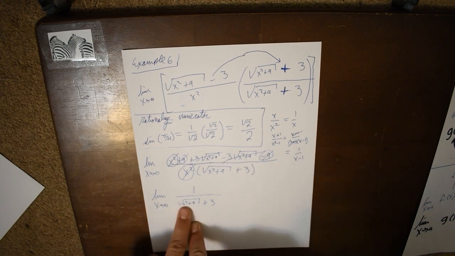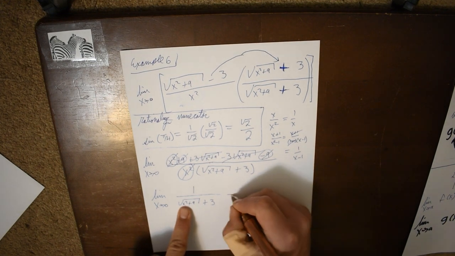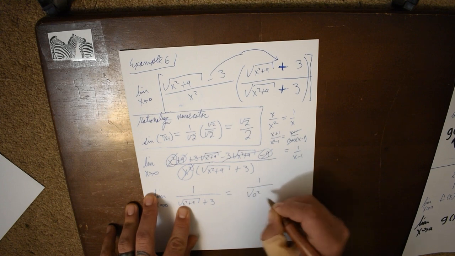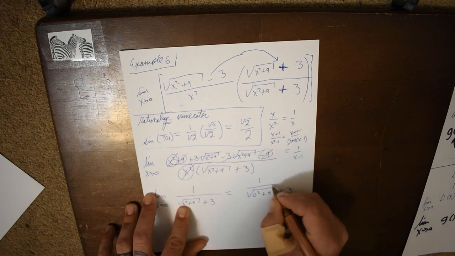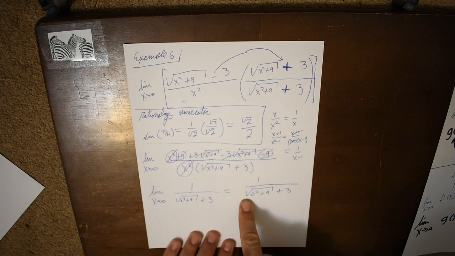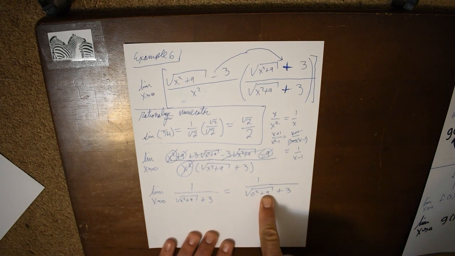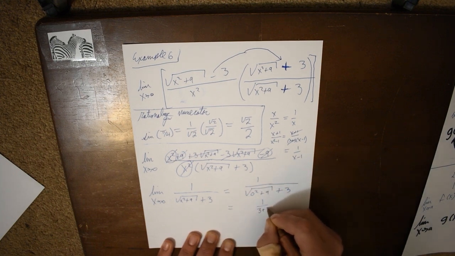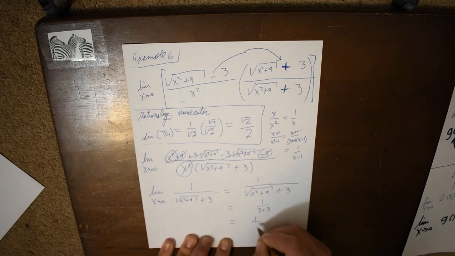And we can totally let x be equal to 0. This is equal to 1 over the square root of 0 squared plus 9, plus 3. 0 squared plus 9 is equal to 9. The square root of 9 is equal to 3, which equals 1/6 for our final answer.